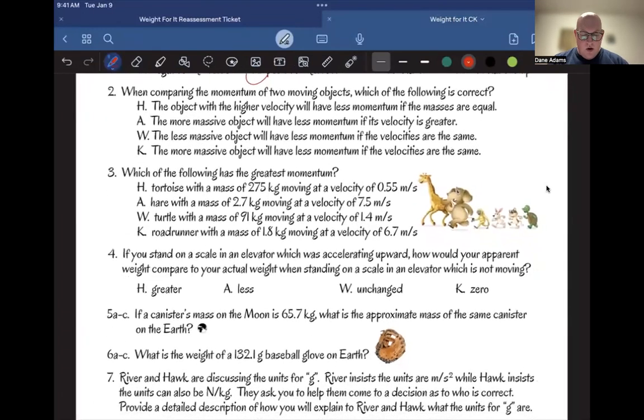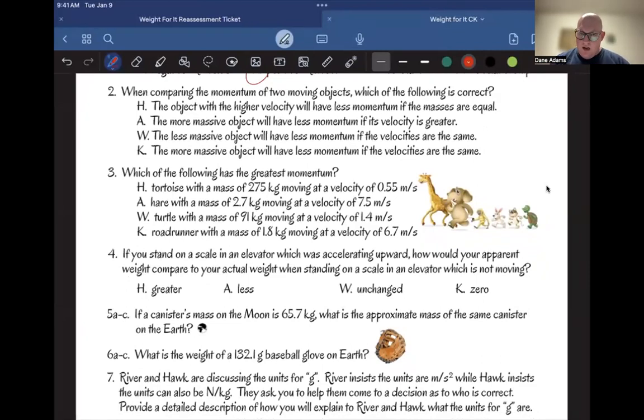Number 2 reads, when comparing the momentum of two moving objects, which of the following is correct? So, process of elimination. I like this question because it resembles what's called a parallel foil. We recently had that ACT debacle, but a common type of question on the ACT and other tests like that is a parallel foil, where they'll have very similar sounding questions, but with slightly different words in there and slightly different reasonings. So this is kind of like that, right?